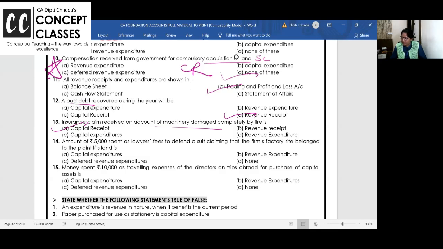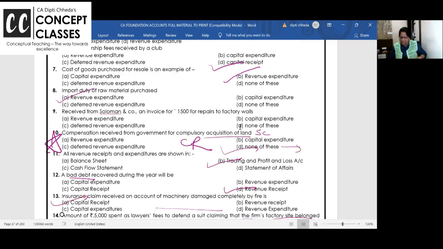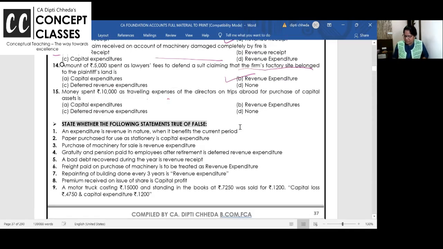Amount of 5,000 spent on lawyers fees for factory site and all, routine revenue expenditure. Money spent 10,000 on traveling. Actually their MCQs were a bit googly in the receipts, where the answer was none of the above. I told you somewhere about none of the above and all. But other than this it is all routine. So money spent 10,000 as traveling expense of the directors on the trips abroad for the purchase of the capital asset. It's a capital expenditure. You add it to the cost of the asset. Okay? Right.